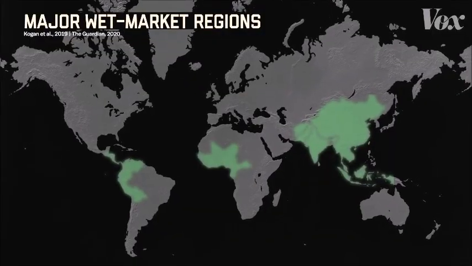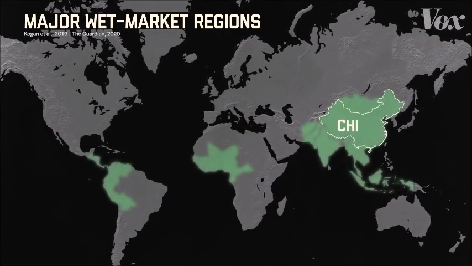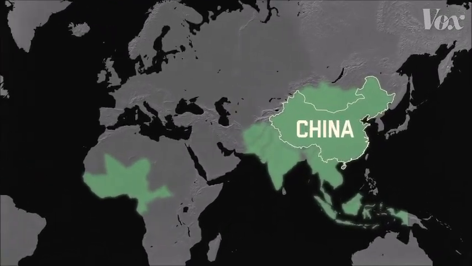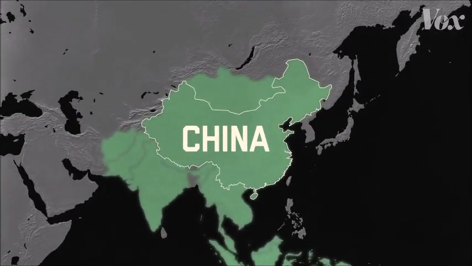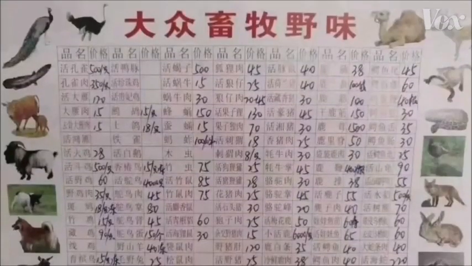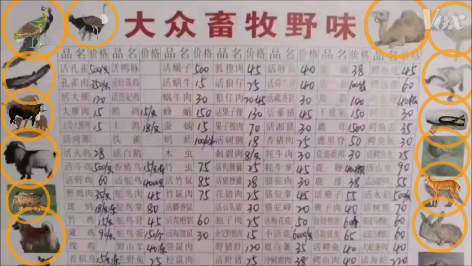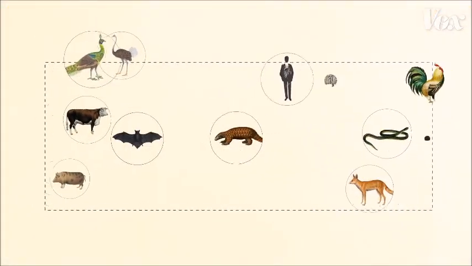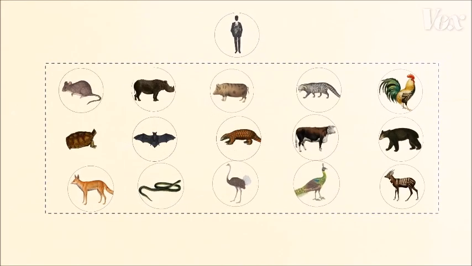Wet markets are scattered all over the world, but the ones in China are particularly well known because they offer a wide variety of animals, including wildlife. This is a sample menu reportedly from the market in Wuhan. These animals are from all over the world, and each one has the potential to carry its own viruses to the market. The reason all these animals are in the same market is because of a decision China's government made decades ago.